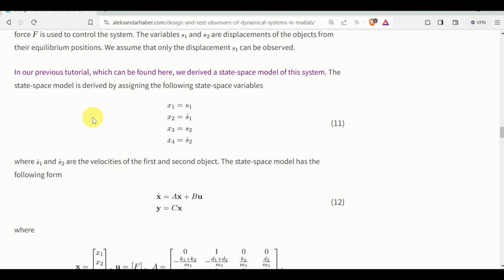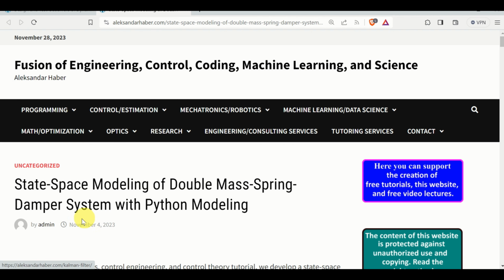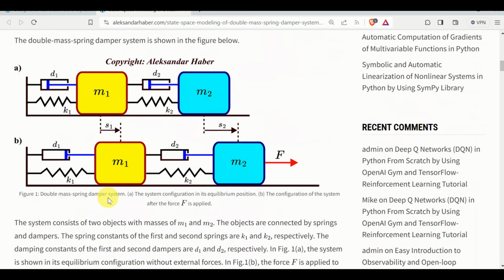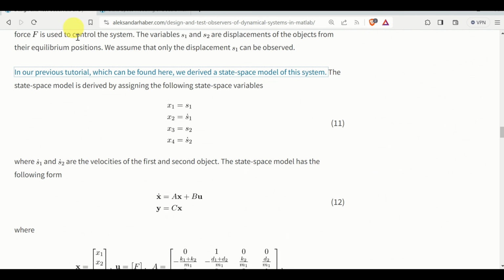In our previous tutorial, which can be found over here, that is, you can click over here, and I will provide a link in the description below this video tutorial, we derived the state space model of this double mass spring damper system. Here, for brevity, I will just briefly summarize the state space model. The state space model is derived by assigning the following state space variables. x1 is s1, that is the position of the first object, x2 is s1 dot, that is the velocity of the first object, x3 is s2, that is the position of the second object, and x4 is s2 dot, that is the velocity of the second object.